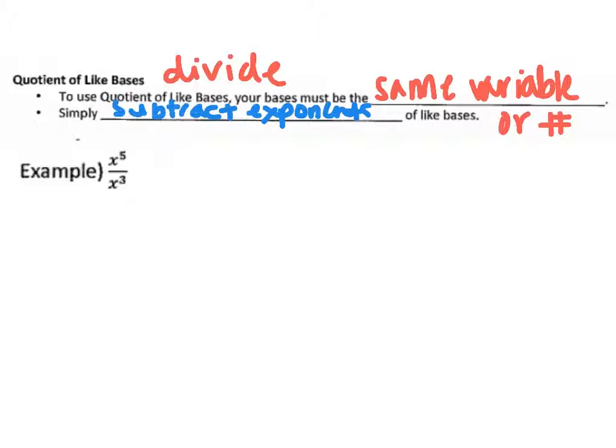Okay, when you multiply, you add. Well, dividing's the opposite, so when you divide, you do the opposite and subtract. So for example here, these are like bases, x to the fifth and x to the third. You would end up with an x as an answer, and 5 minus 3 is 2. Okay, you subtract from top to bottom.